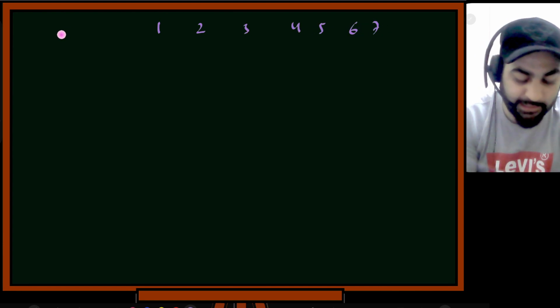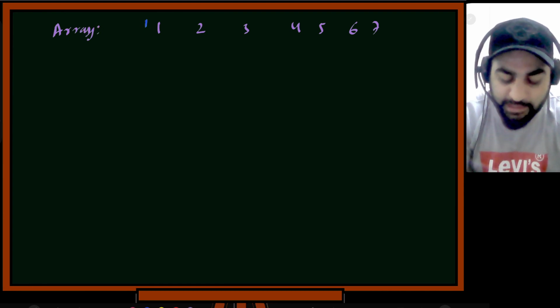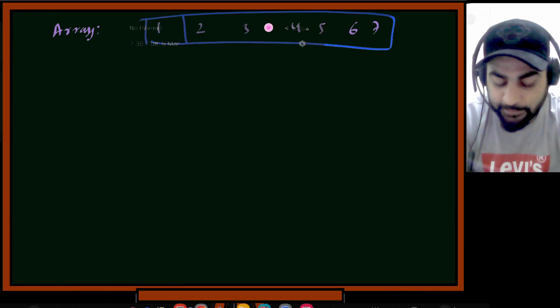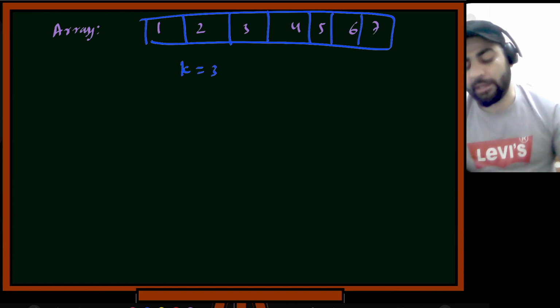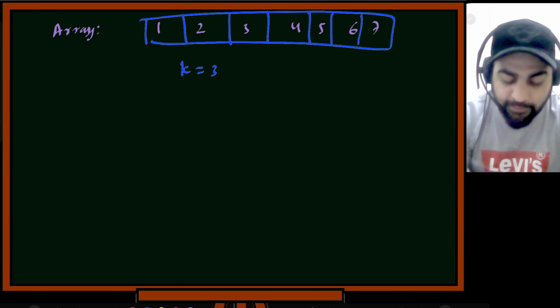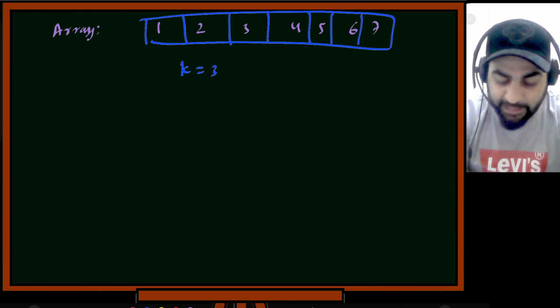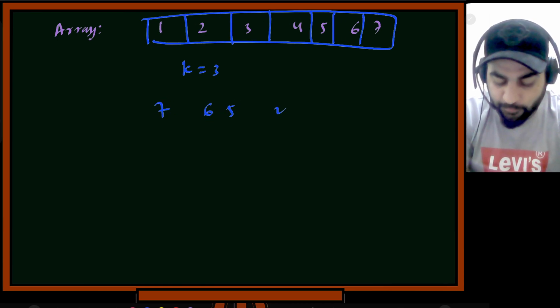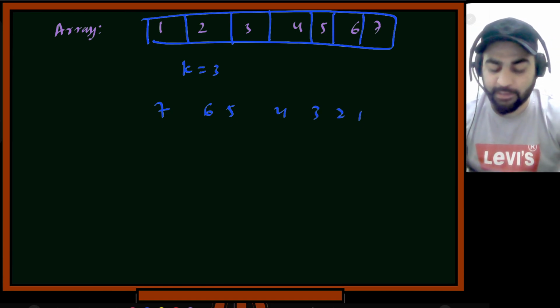Let's suppose we have an array like this. This is our array. If we are given some k, let's suppose k is equal to 3, now what we'll do, we'll reverse the whole array first. By reversing, I'll create 7 6 5 4 3 2 1. Okay, then we'll reverse the parts.